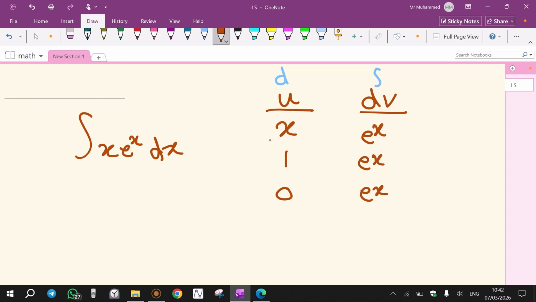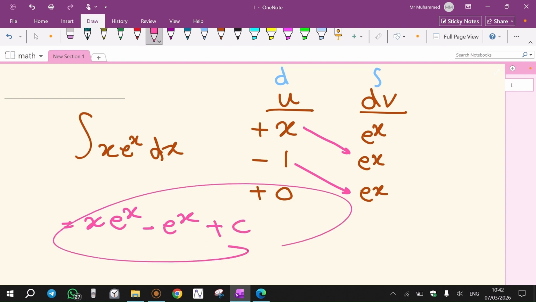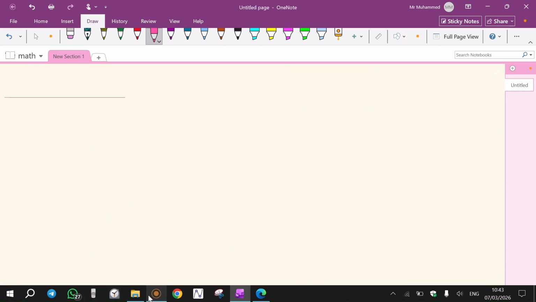After we finish these two columns, this is by turn. We always write plus, minus, plus, minus. If we have more terms, we continue plus, minus. We always begin with plus. Now, multiply diagonally. If we multiply diagonally, the result of this integral is going to be x e^x. Negative 1 times e^x is minus e^x, and there's always plus c. We got the same answer. Both ways work. Both ways are cool. Now let's solve another example.